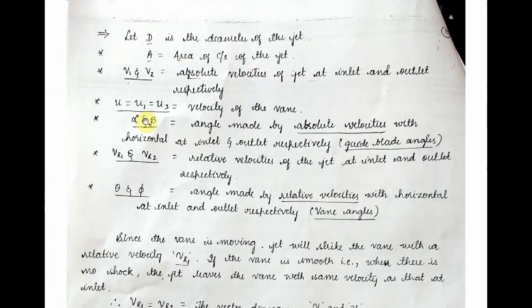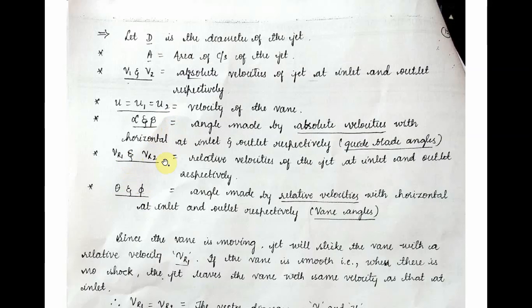Let the initial velocity u be u1 for the inlet and u2 for the outlet of the jet, that is the velocity of the vane, u1 for inlet and u2 for outlet of the vanes. Alpha and beta are the angles made by the absolute velocities with respect to the horizontal at inlet and outlet respectively. Alpha is for V1 at inlet and beta is for the outlet of the velocity triangle for the vanes.